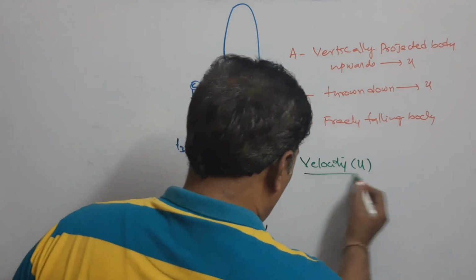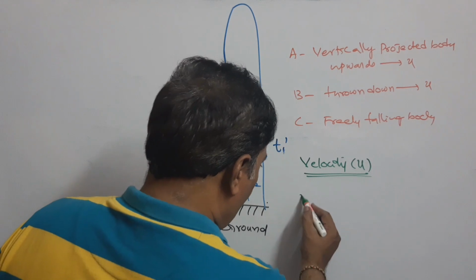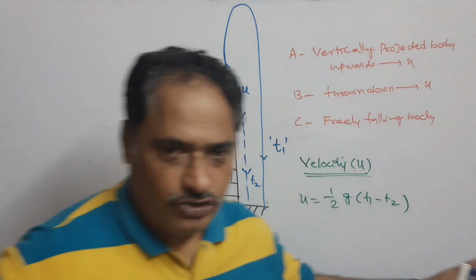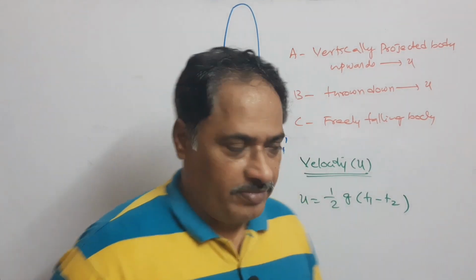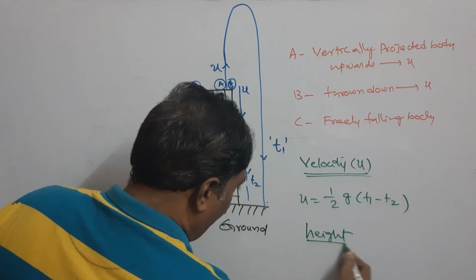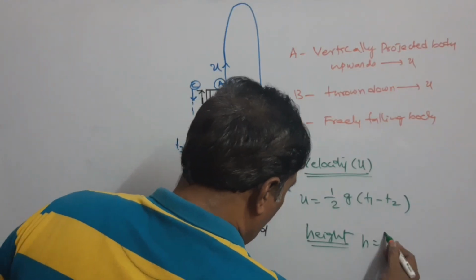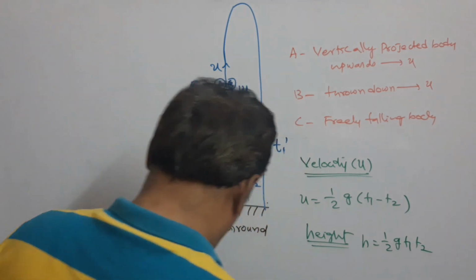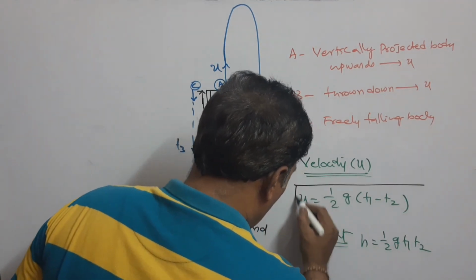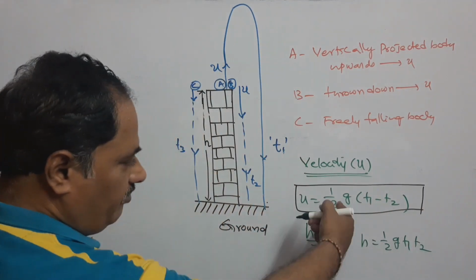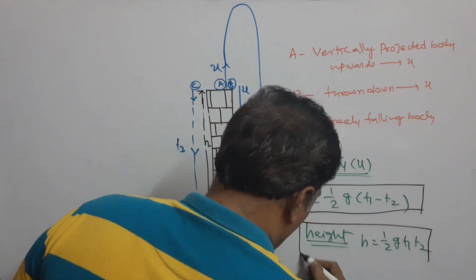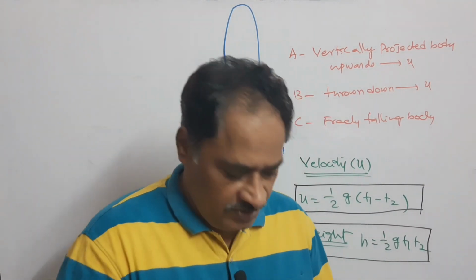Hence, in the case of that velocity, u is equal to half g into t1 minus t2. So that is a shortcut to be used: half g into t1 minus t2. Whereas for height, you can write h equals half g t1 into t2. That means you are able to get those equations in terms of t1 and t2. And the g value is 10, 10 by 2 means 5. Therefore height h equals half g t1 t2.